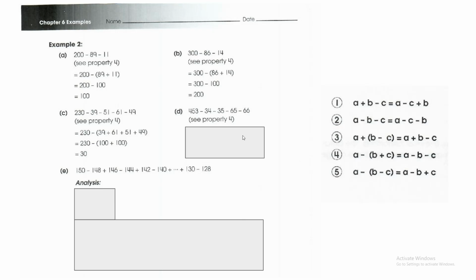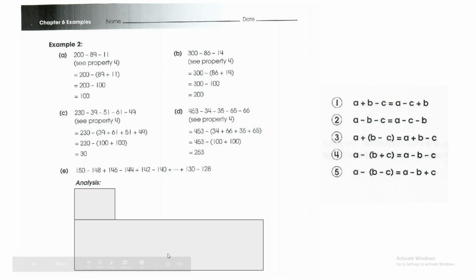And we can do the exact same thing in D again. If we take 34 and we add it to 66, we get 100. And if we take 35 and add it to 65, we get 100. Then it's 453 minus 100 plus 100, and we're left with 253.